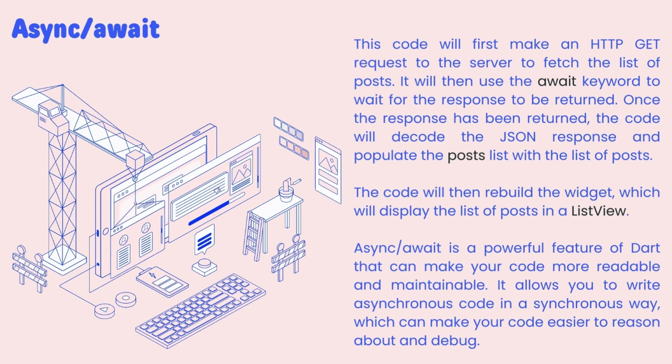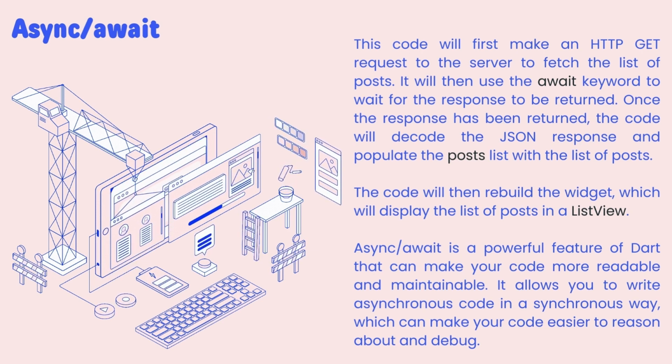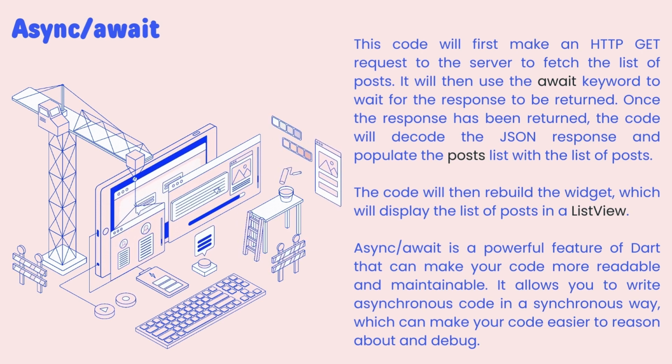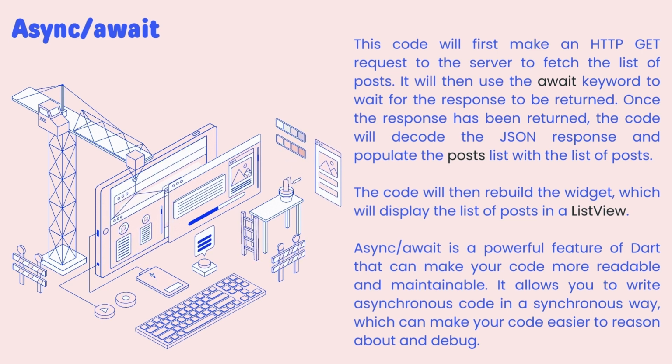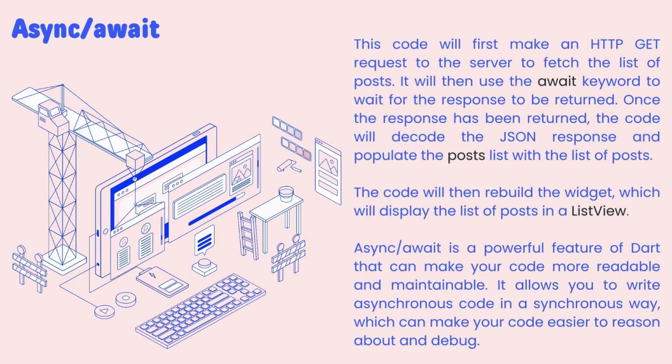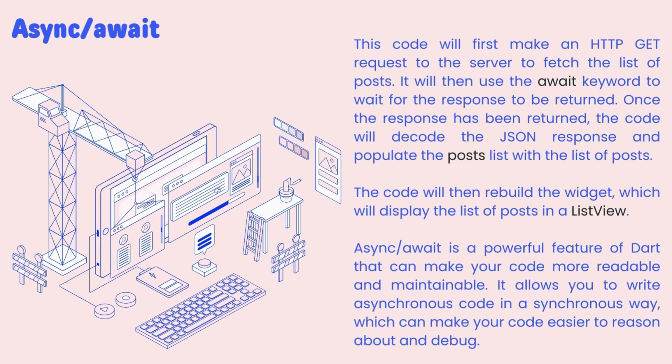Async await is a powerful feature of Dart that can make your code more readable and maintainable. It allows you to write asynchronous code in a synchronous way, which can make your code easier to reason about and debug.